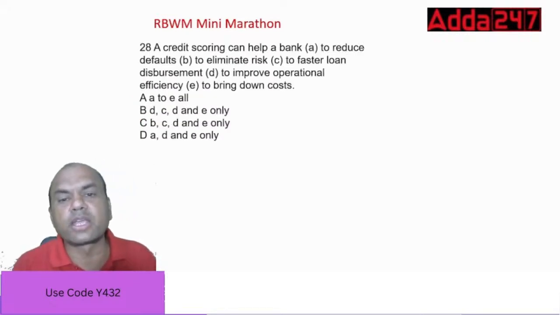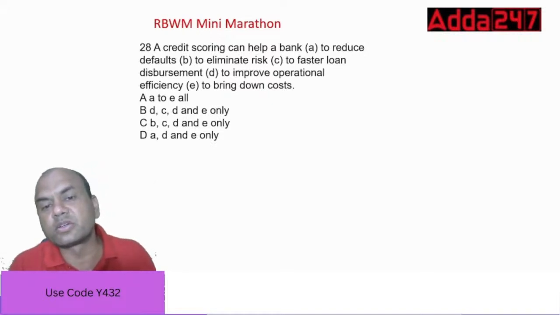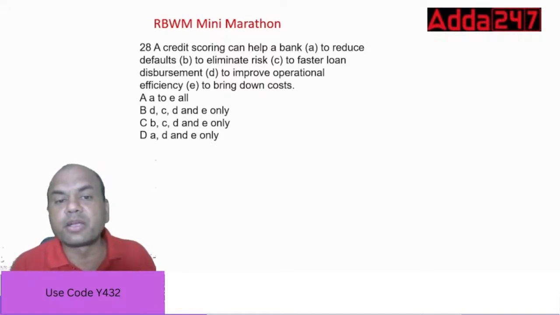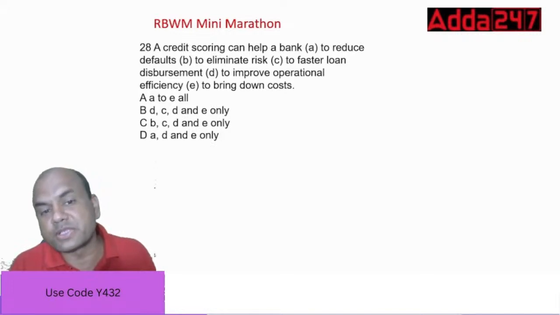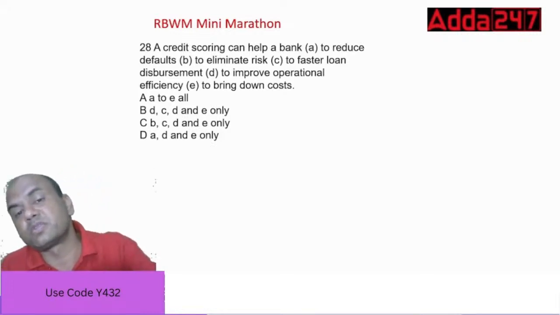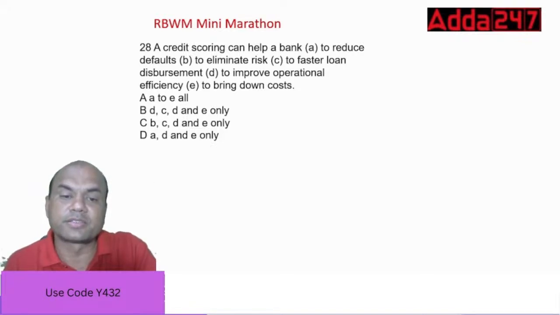The credit scoring can help a bank to reduce defaults, to eliminate the risk, for faster loan disbursement, to improve operational efficiency, to bring down the cost. What do you think?